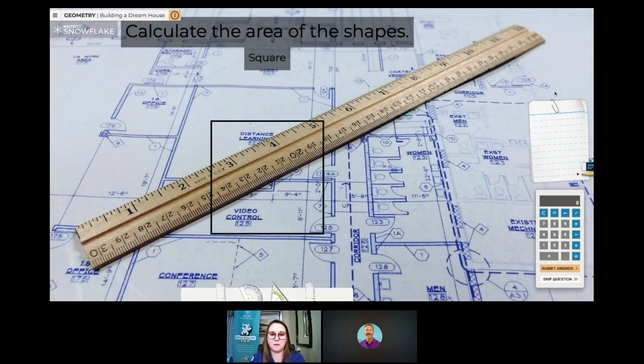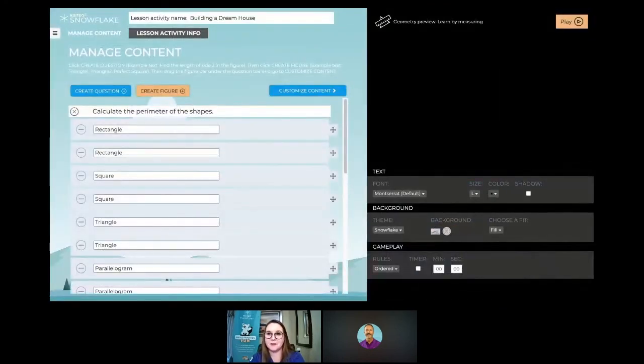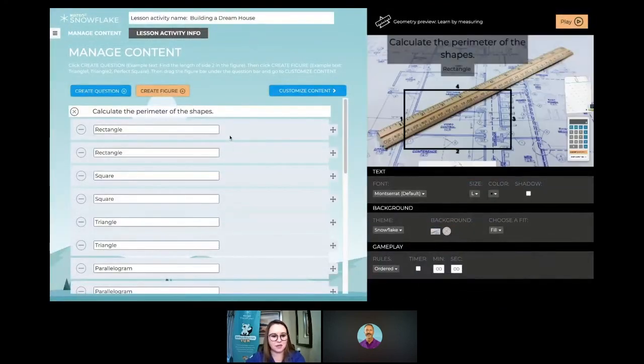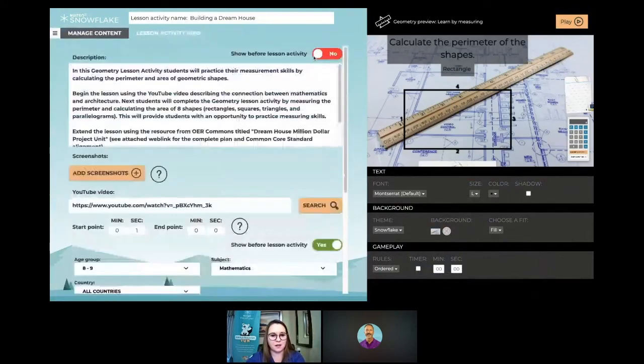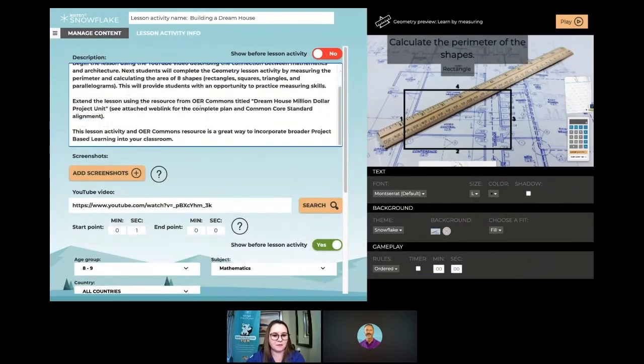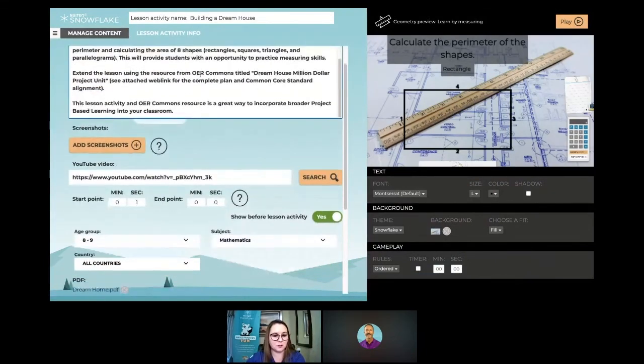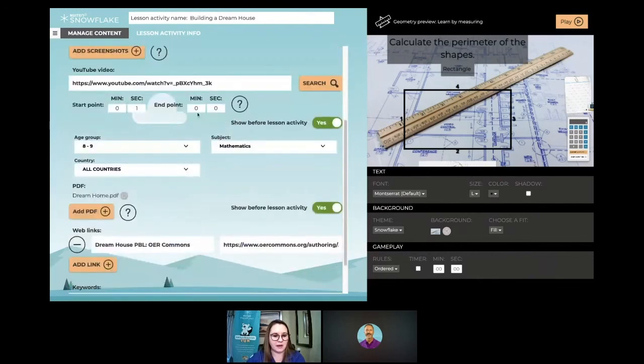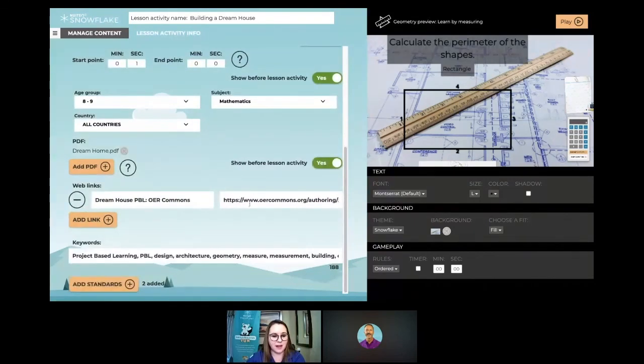And then from my front loading backward design perspective of putting this together, I've built the lesson activity. And then within the lesson activity info, we have the descriptions of what my students would do. We have our YouTube video. And then I also have a link to a really great resource I found on OER Commons. I'm just going to open that up, that I used as my inspiration for creating this.